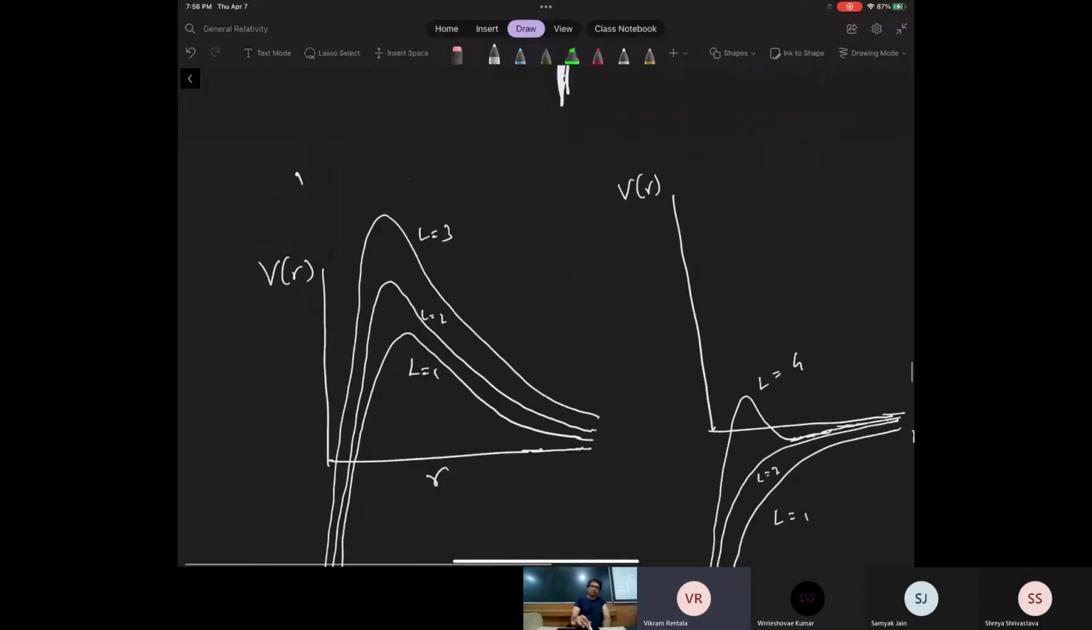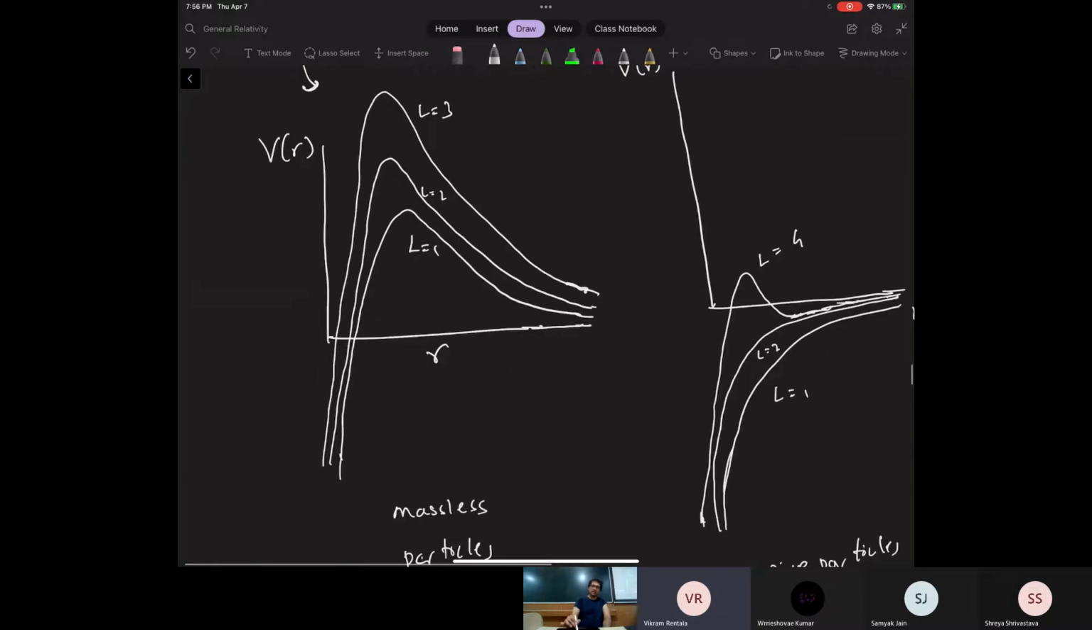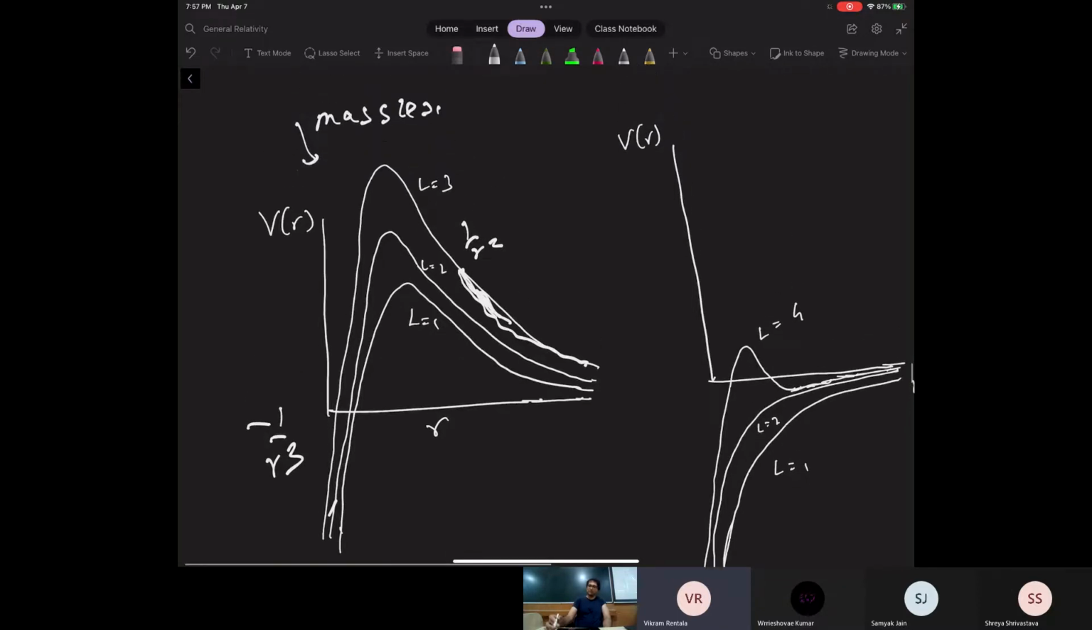For massless particles, you will get this. It's that same barrier that we saw before, which goes as 1 by r squared here, but here it's going to fall off as minus 1 by r cubed in this region. For massive particles, it's a little more complicated because you have three terms now. You have the minus 1 by r Newtonian gravitational potential, you have the 1 by r squared from the angular momentum, and you have the minus 1 by r cubed from GR.